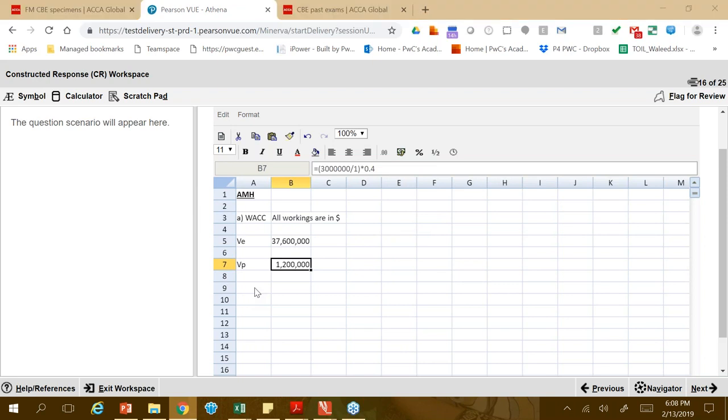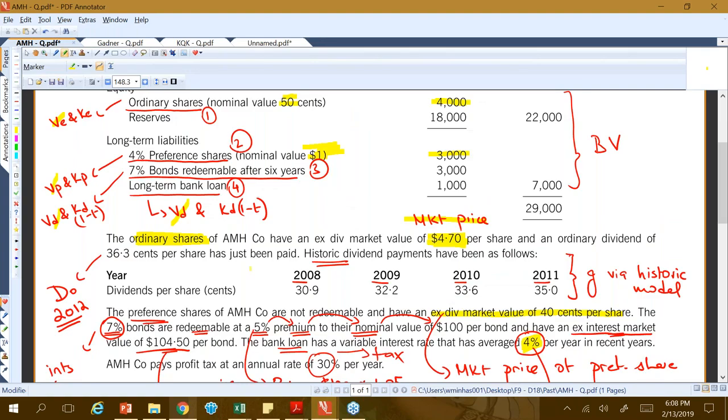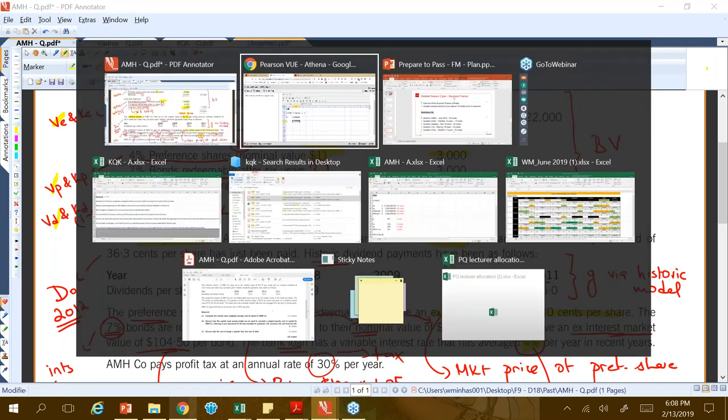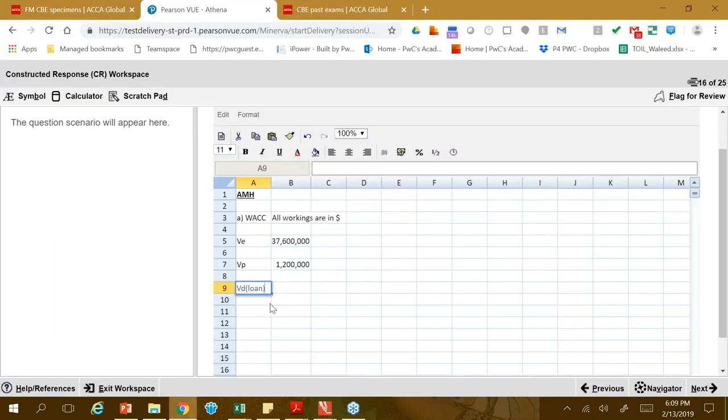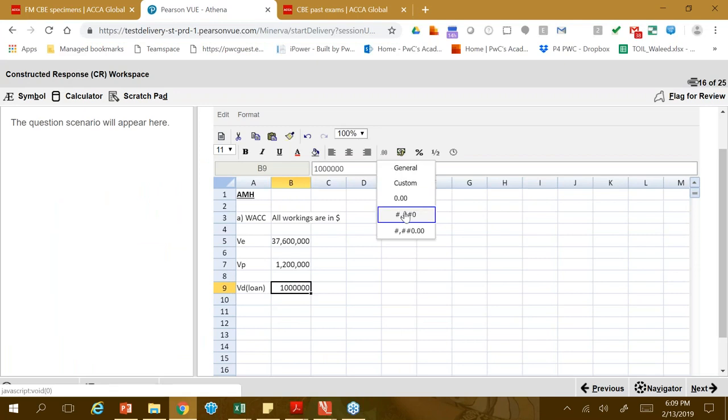Next, we have to think of the VDs. Now, the VD of the bank loan is easy because the long-term bank loan in the SOFP, the book value is $1 million. And as I said, this $1 million is also its market value because it is non-traded. So the VD of the bank loan is equal to its historic value.